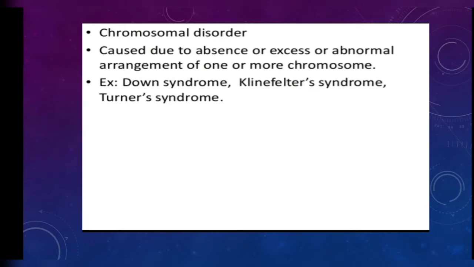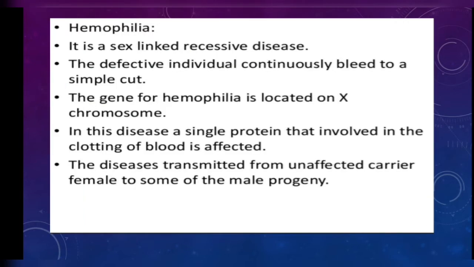Then we have chromosomal disorders, which are caused due to the absence or excess or abnormal arrangement of one or more chromosomes. या तो एक chromosome extra हो जाता है, या एक chromosome delete हो जाता है, या पूरा set of chromosome extra हो जाता है, पूरा set of chromosome delete हो जाता है. For example, Down syndrome, Klinefelter syndrome and Turner syndrome. Let us start with the inheritance of hemophilia.